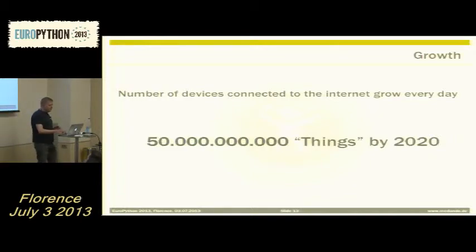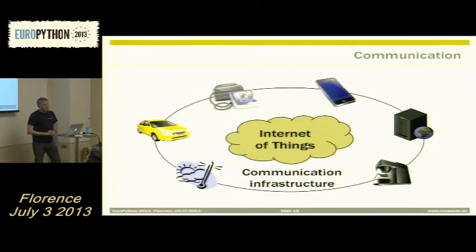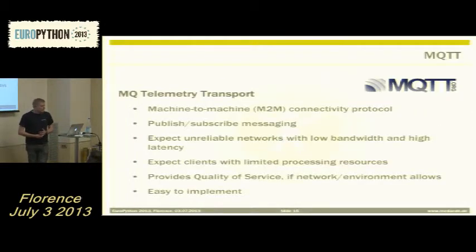And well, if we have many devices, and the devices should interact and speak to each other, we need some kind of communication infrastructure. There are many possibilities for realizing something like that. The general term for that is machine-to-machine connectivity. I don't know how many protocols there are for machine-to-machine connectivity, but I want to focus on one protocol, and this is MQTT, MQ Telemetry Transport Protocol.